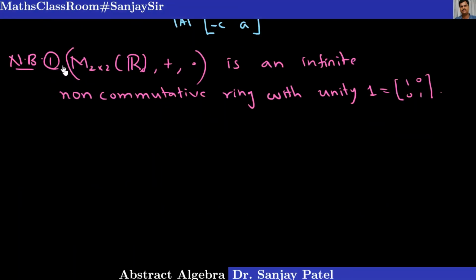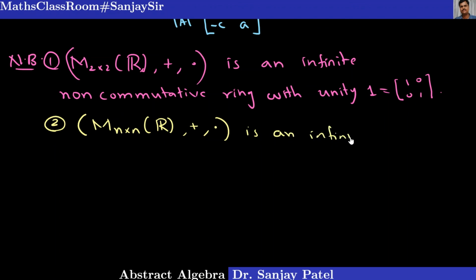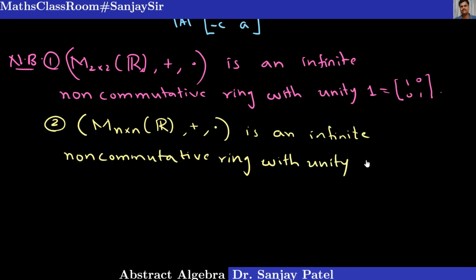In general, we can say that the set of all n cross n matrices, meaning the set of all square matrices with real entries, is also an infinite non-commutative ring with unity 1, where the unity element is the identity matrix of order n.